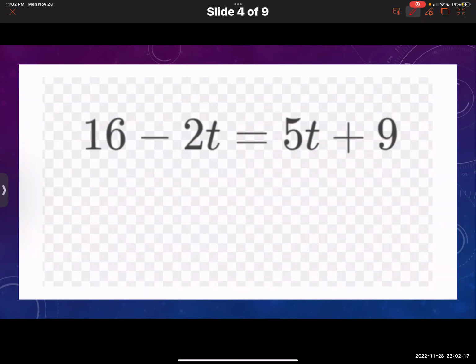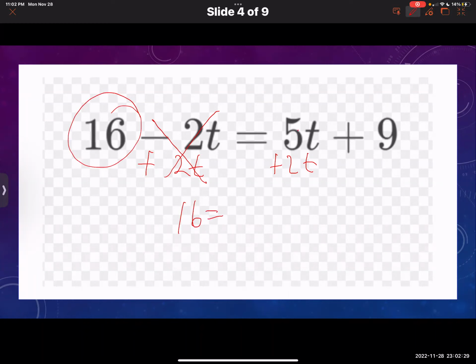The minus 2t wants to come to the party. What's the opposite of minus? Plus 2t. Right? So the 2t goes to the party. 16 is still here. Do the math. 5 plus 2 is 7t. The plus 9 didn't go anywhere, so I got to keep it.